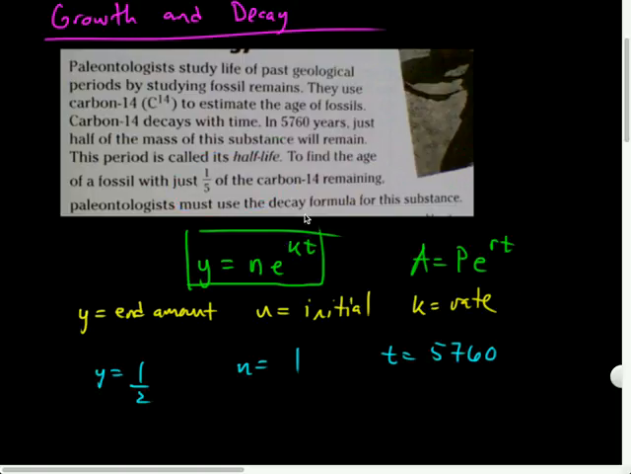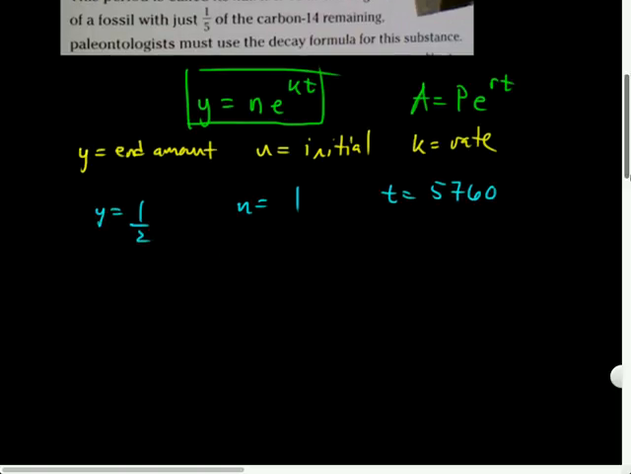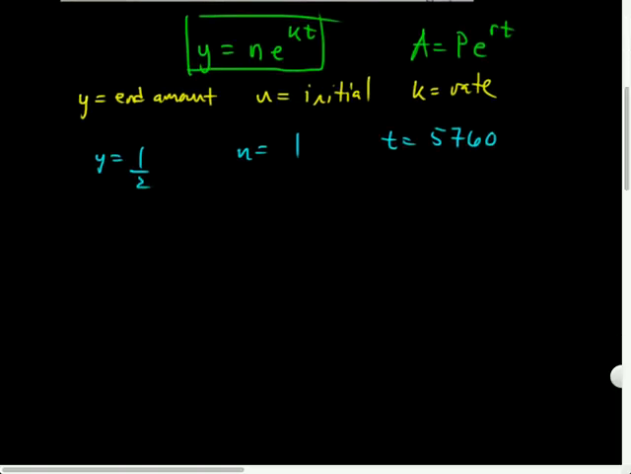My apologies. It's up to you whether you want y is 1/2 and n equals 1, or y is 1 and n equals 2, as long as your y value is half of the amount of your n value, for starters. So let's solve this situation. Let's plug it in. So we'll have 1/2 equals 1e to the k, and then time is 5,760 years. 1e is the same as just e. I think I would solve this by ln'ing both sides.